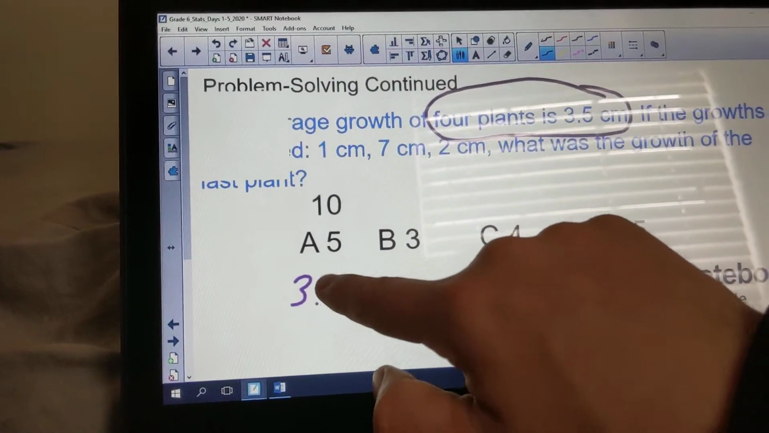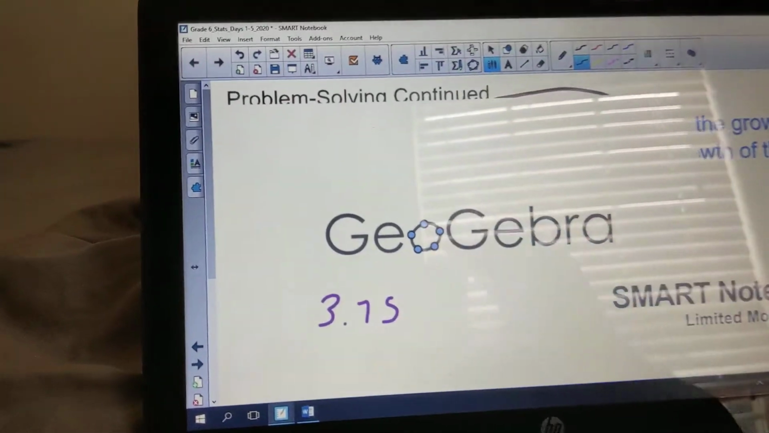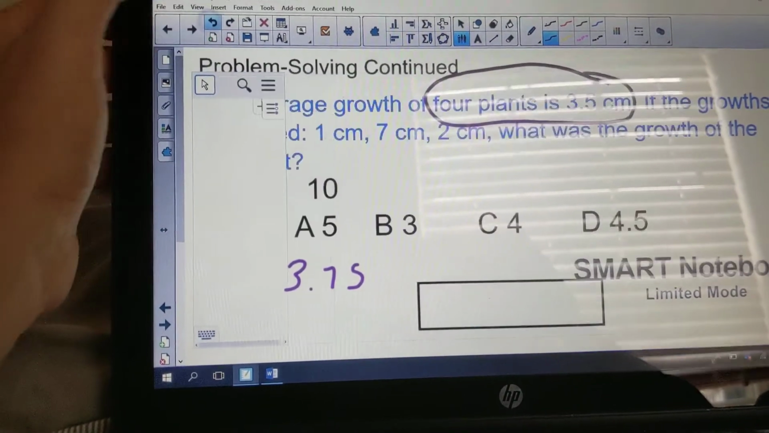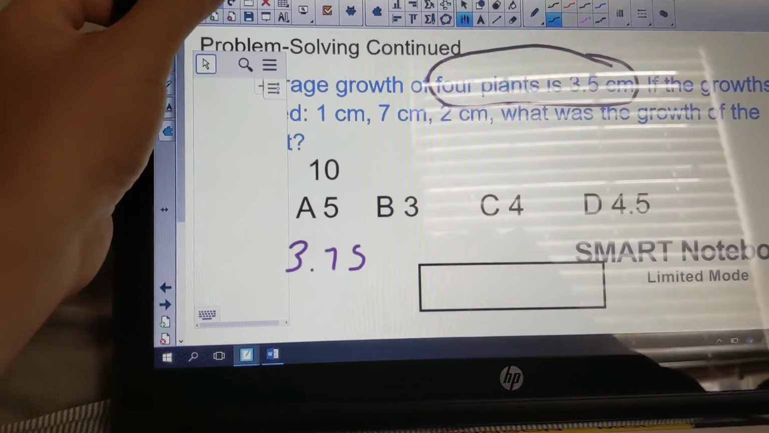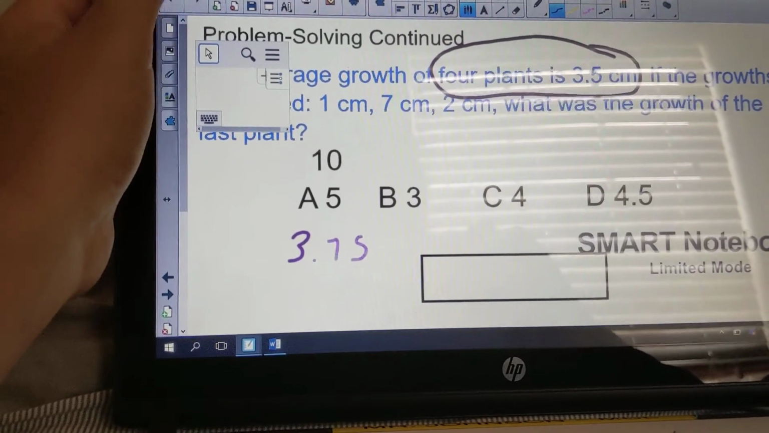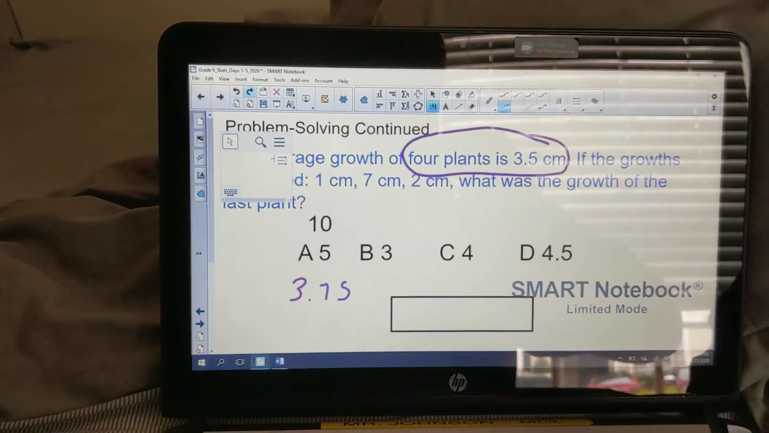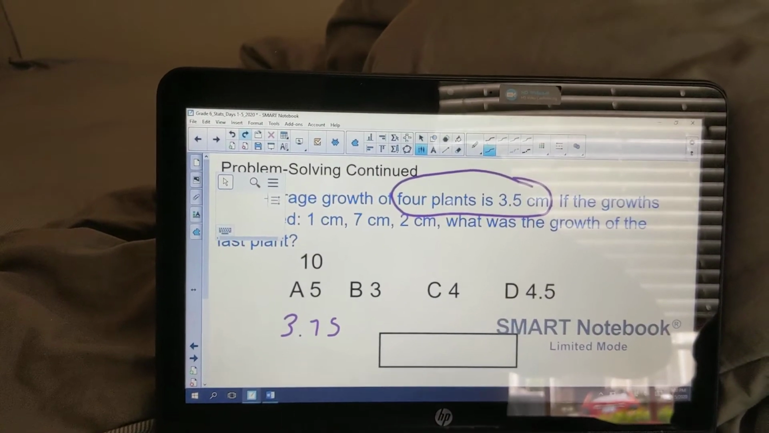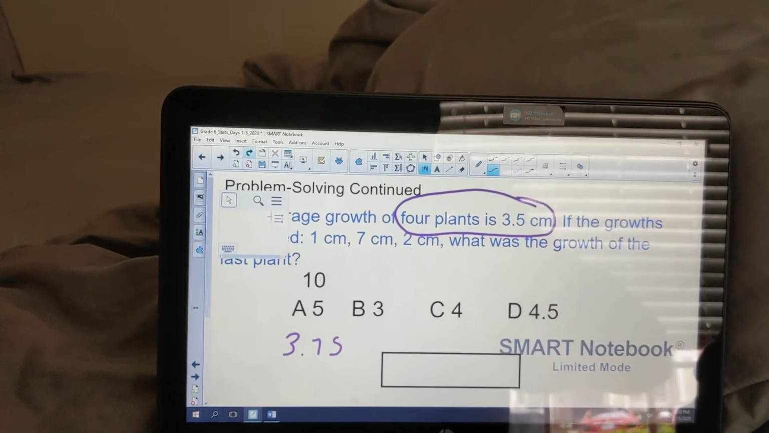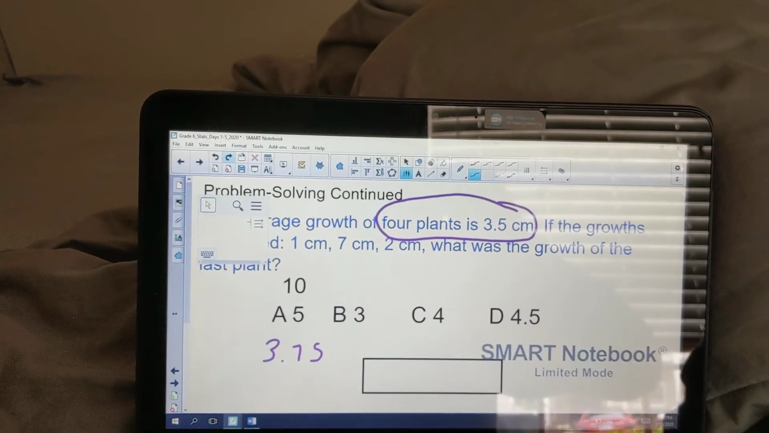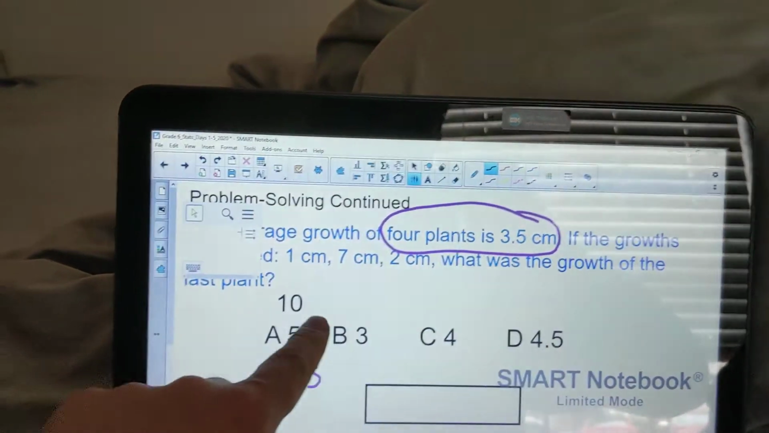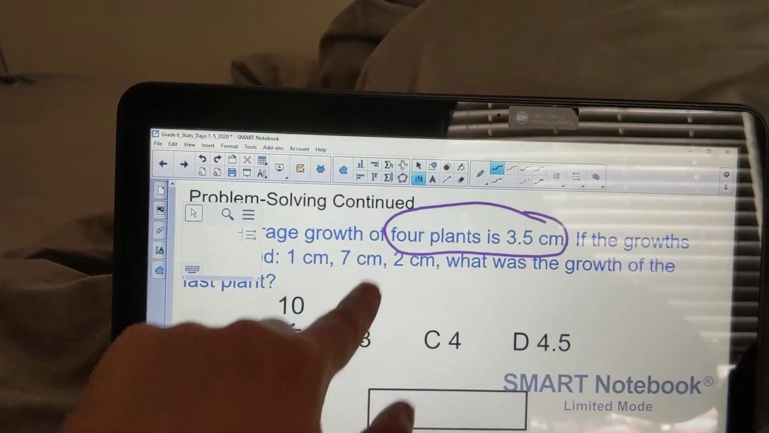3.75. So that means that must have been a little bit too large. So we will then try the next answer choice, which is 3. So when we add 10 plus 3, that gives us 13. 13 divided by 4 is 3.25. So that's too small. So that's not going to work, and that's not going to work.